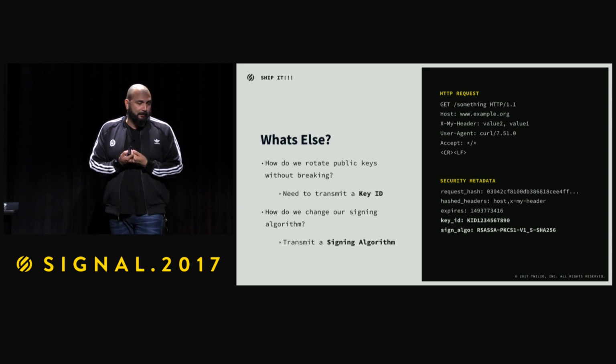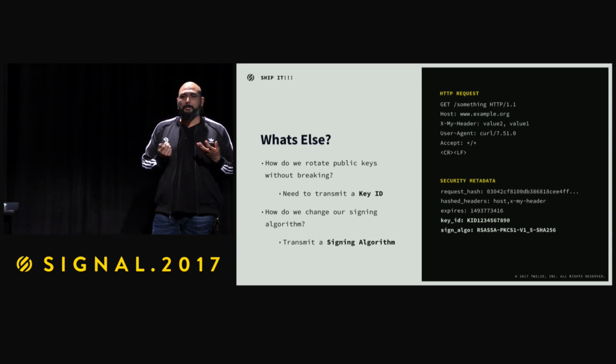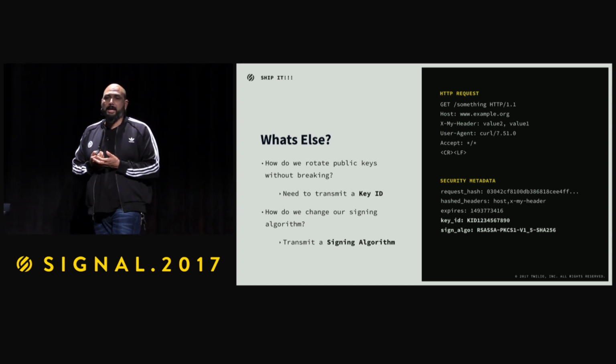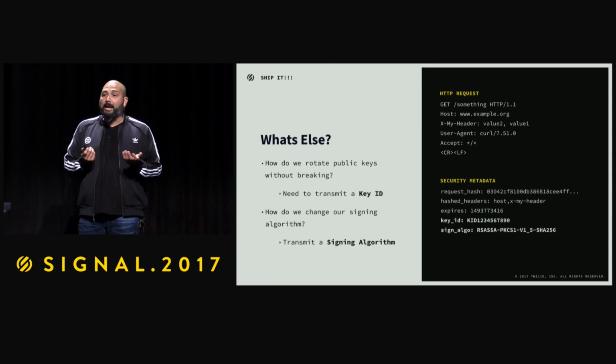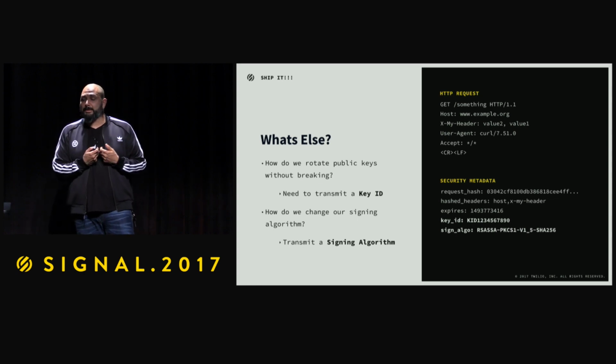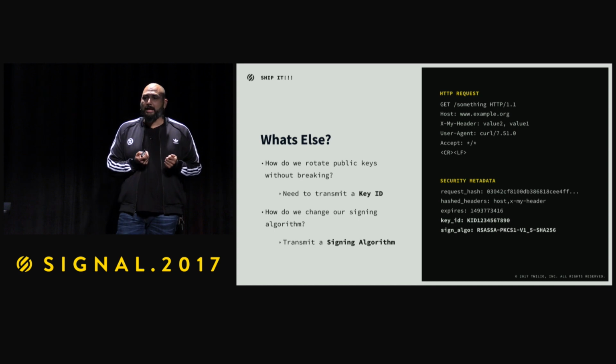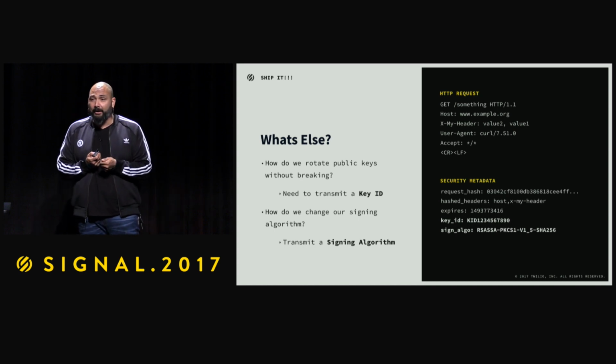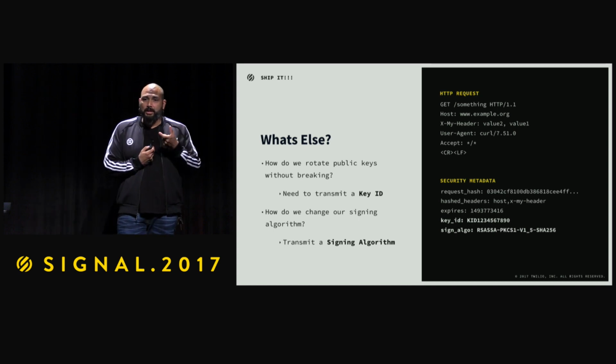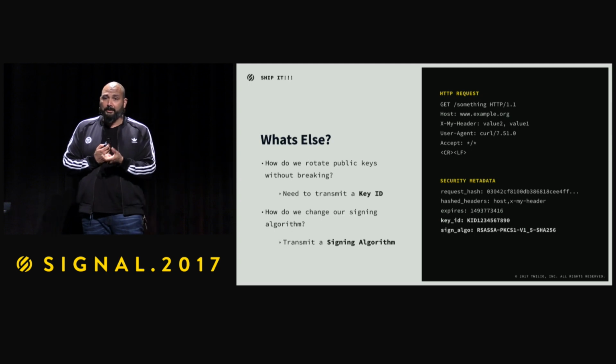But what else might we think about? Well, what if tomorrow we want to rotate our public key and use a different one? We don't want to break anything, so it might be a good idea to support multiple keys. And to do that, we would need to transmit a key identifier so that the server knows the public key that should be used to validate this request.